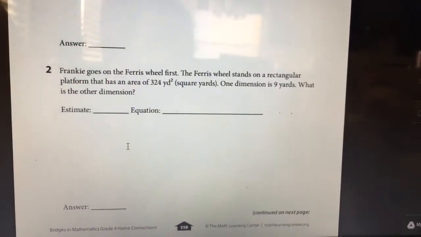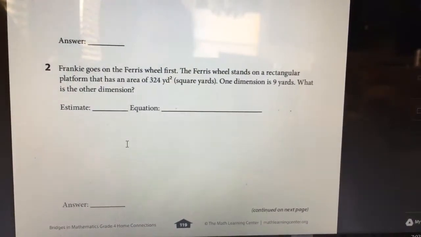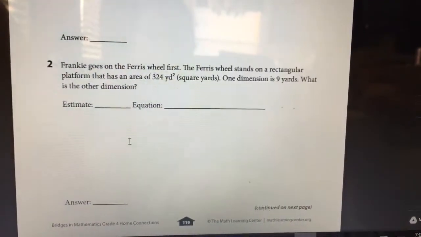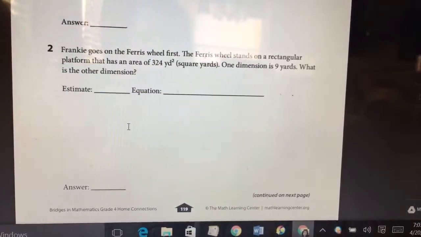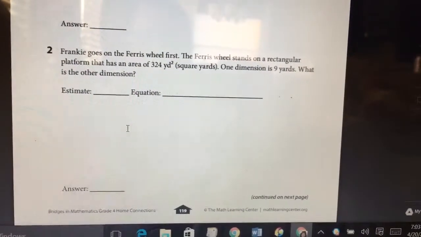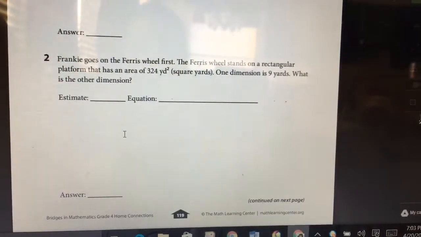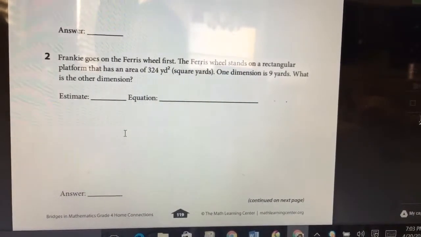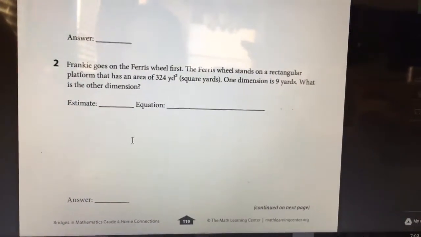Frankie goes to the Ferris wheel first. The Ferris wheel stands on a rectangular platform. One dimension is 9 yards. So that's division. I taught long division today, and he was in that group. But we do a ratio table, and I wish I could show you. Hold on, I'm going to get a pencil and paper and show you.